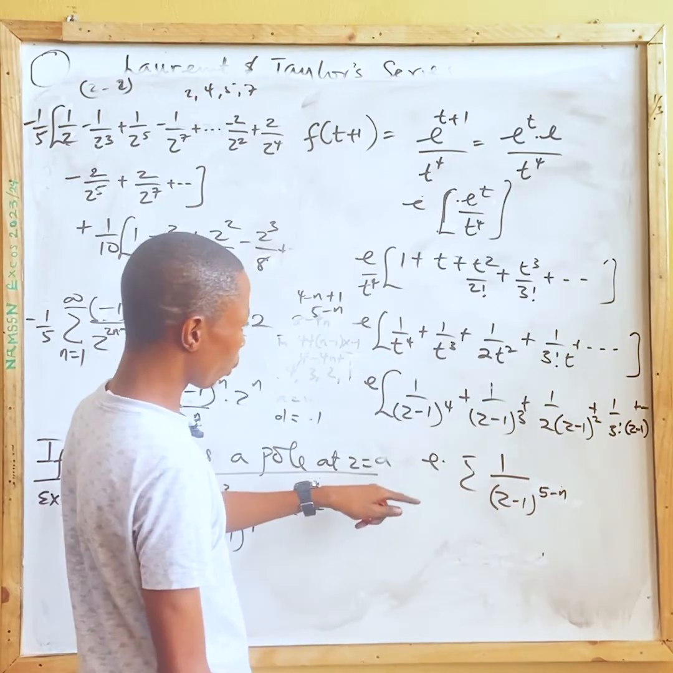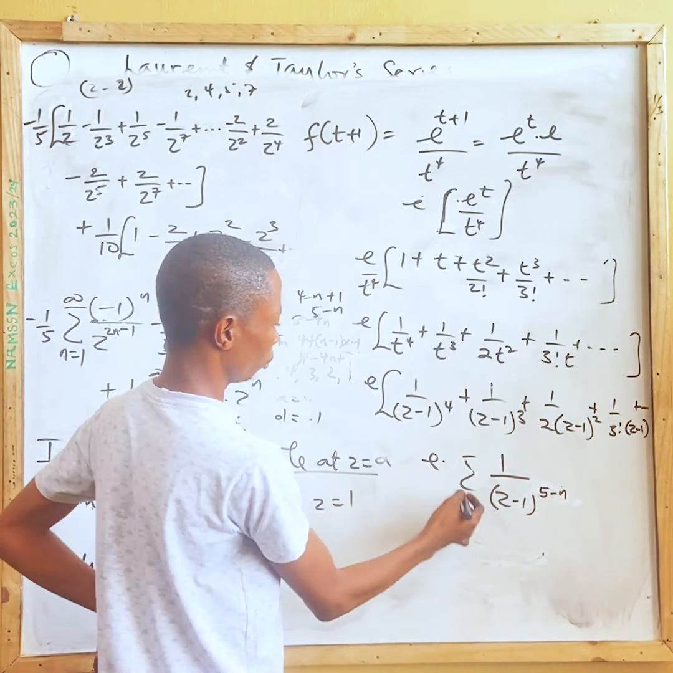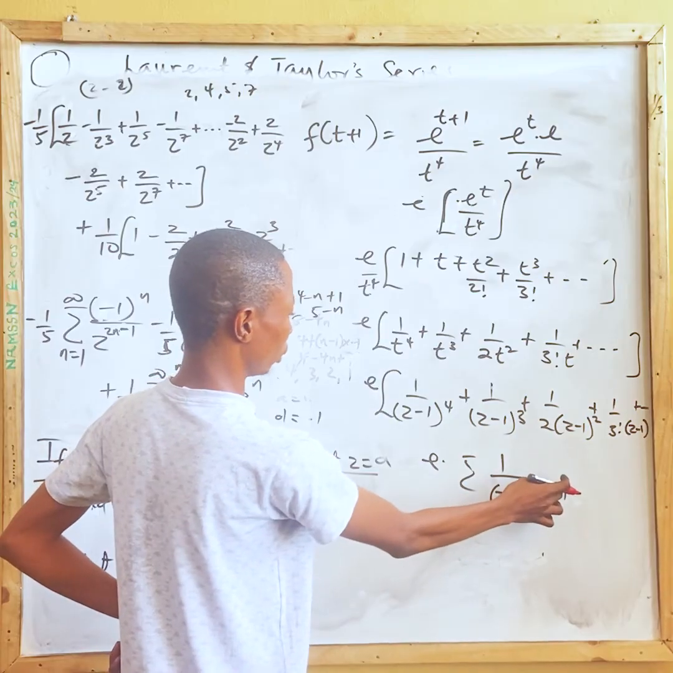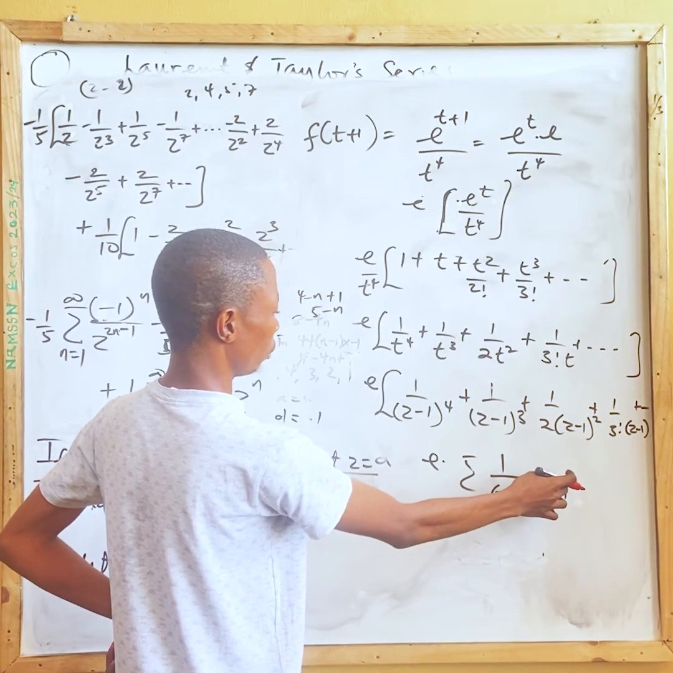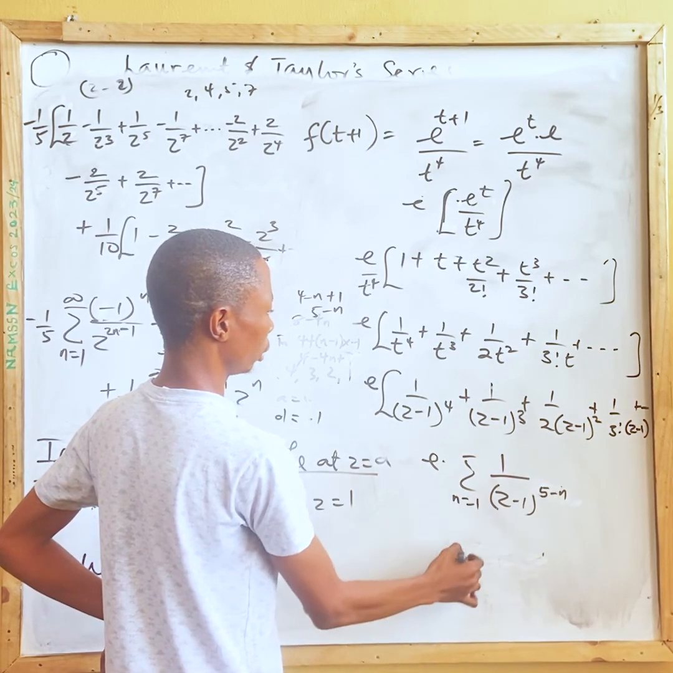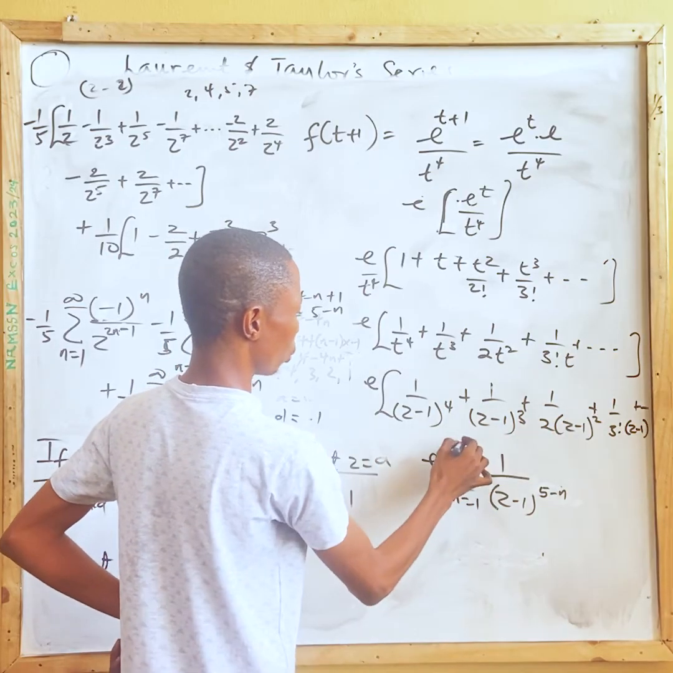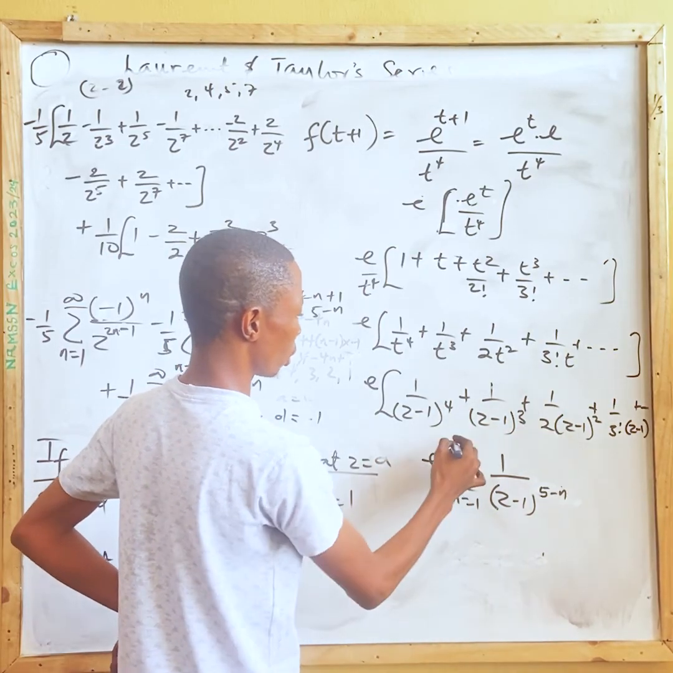Where does n start from? If n starts from 1, it goes to negative infinity because it's going down.